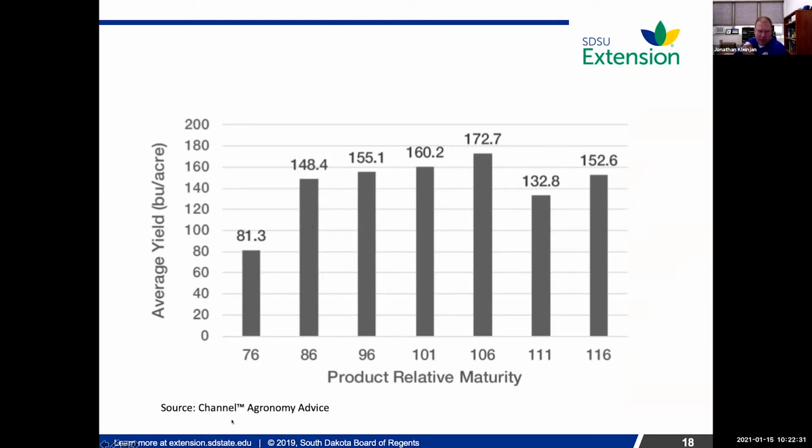Here's some data from Channel Agronomy Advice. They looked at some different product maturities from 76 day up to 116 day. This was done in Nebraska, and this was one planting date, June 17th. And the guy from Iowa State did a study a couple of years ago and saw the same thing. So really in Nebraska, they didn't see any returns to planting early corn.